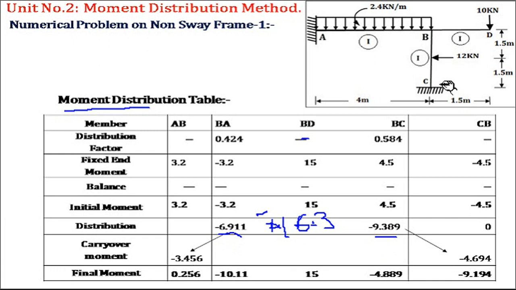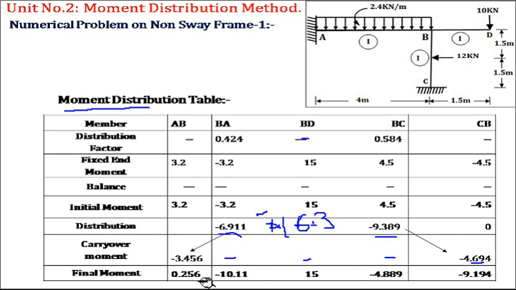Now from B to C, if you observe, the far end is fixed. Here also the carry over is allowed, and that is half. So minus 9.389 divided by 2, the value is minus 5.694. Now as there is no moment at joint B to distribute, here we have to stop.